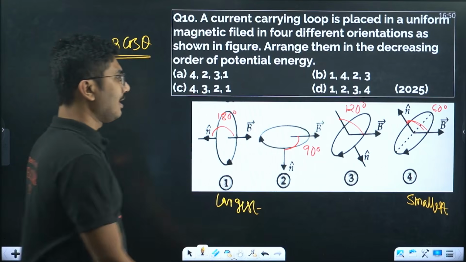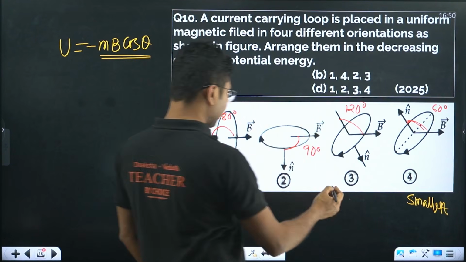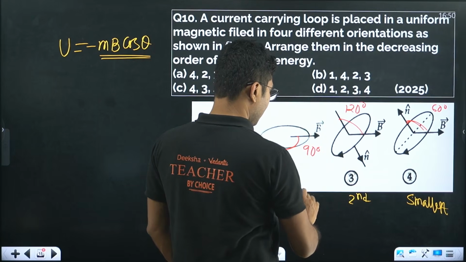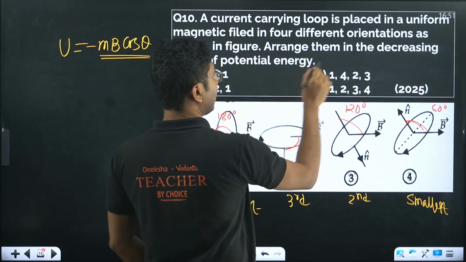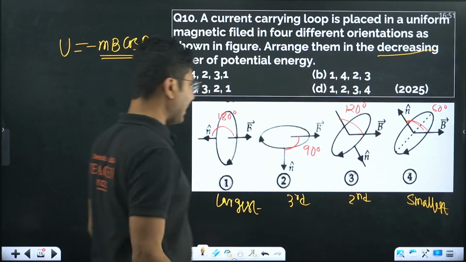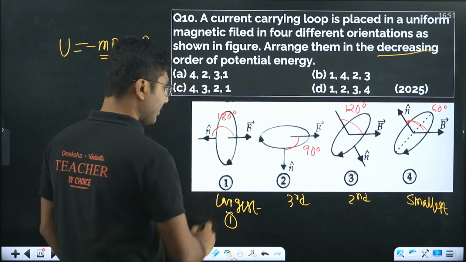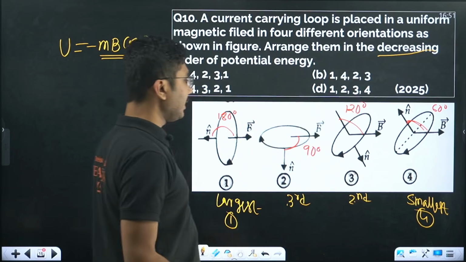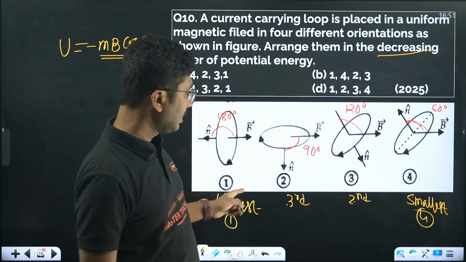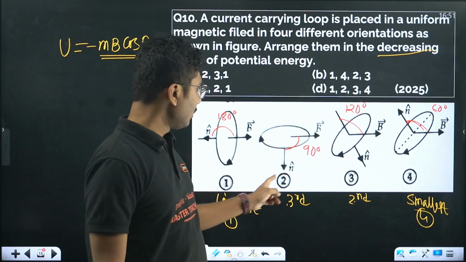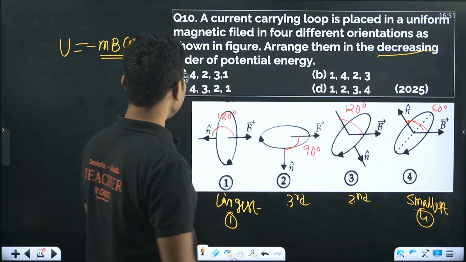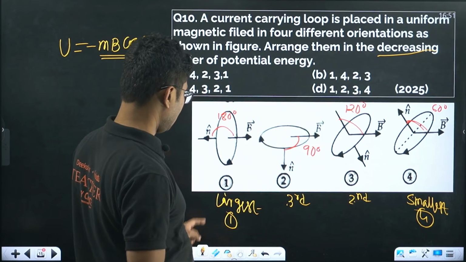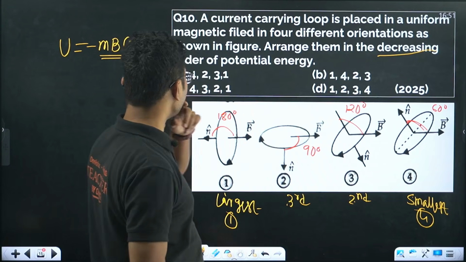Now this is a bigger angle than 90 degrees, so this will come second, and this will be third. The order is decreasing order. Decreasing order means highest first. So first 1, 2, 3, 4. The order will be 1, 3, 2, 4.